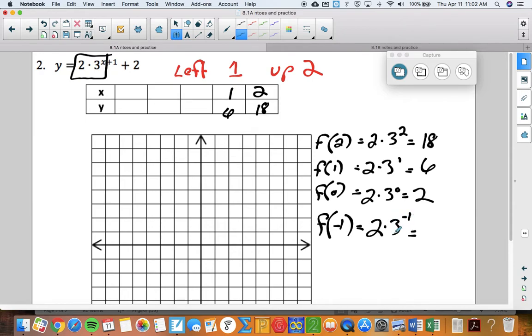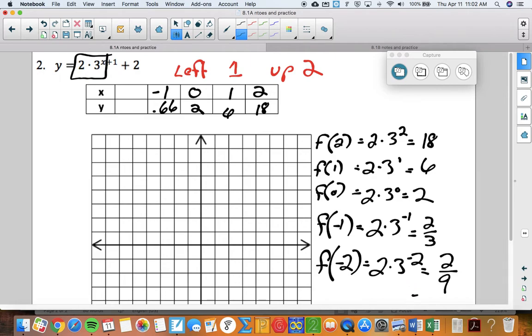So remember here, this becomes a traitor, so that 3 needs to go to 3 to the 1 on the bottom. The exponent then becomes positive. So we get 2/3. Oops, I forgot to write down this coordinate. When x is -1, we get 2/3, which is like 0.66. For some reason, I like having it as a decimal when I'm trying to figure out how high or low to go. And then last but not least, for coordinates and inputs and outputs, we get 2/9, because again, this became 3 squared on the bottom and the exponent becomes positive. So that's the same as 0.22.